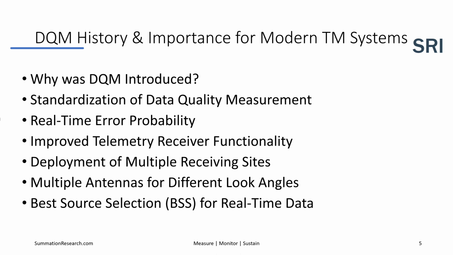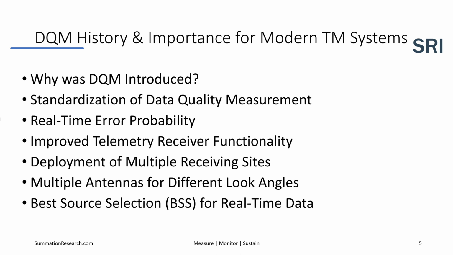Improved telemetry receiver functionality. With DQM, telemetry receivers can generate a serial data stream that includes a standardized measurement of the real-time probability of error. This functionality is essential for optimizing the performance of telemetry data processing equipment, such as best source selectors, which require accurate data quality metrics to function effectively.